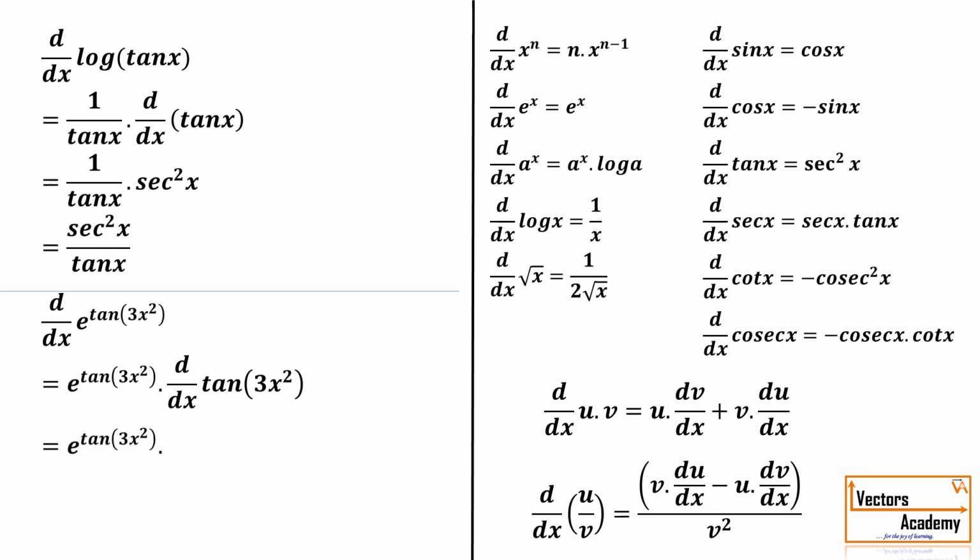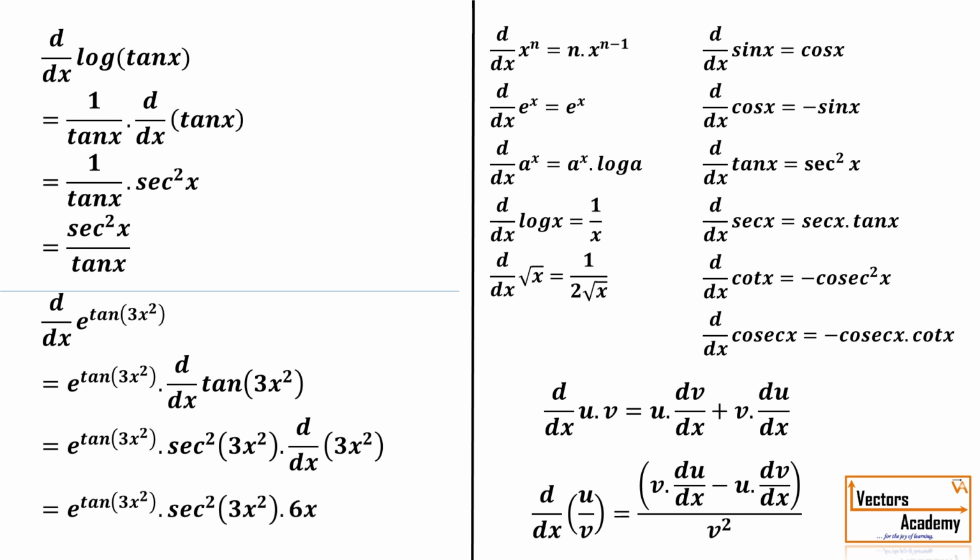Now the second step, the first term remains the same. We know the derivative of tan x is sec square x. So the derivative of tan 3x square will be sec square 3x square. As x is replaced by 3x square, the extra term will be the derivative of 3x square. And the derivative of 3x square is 6x. So this is our final answer.